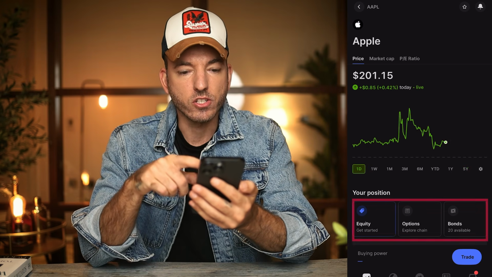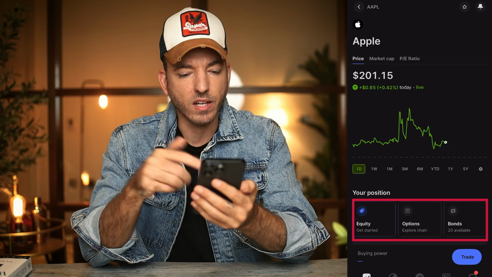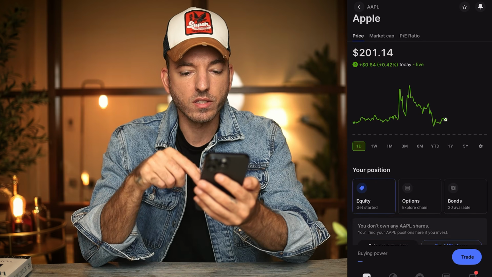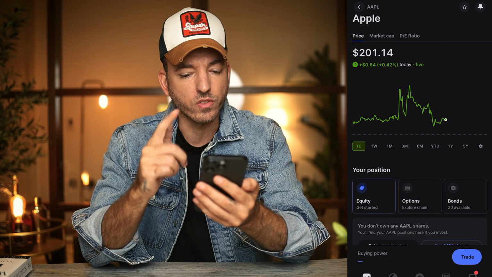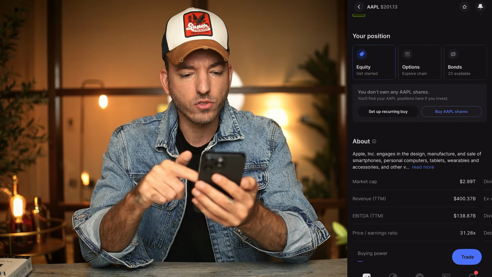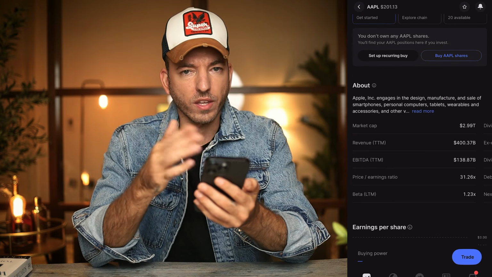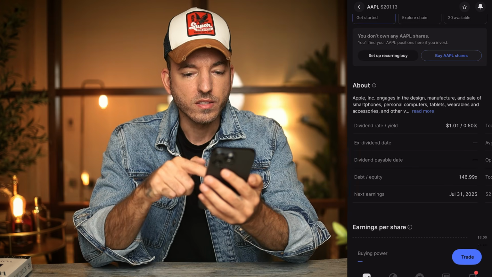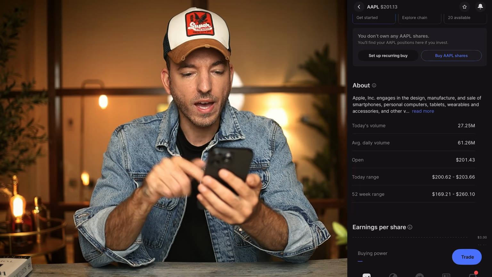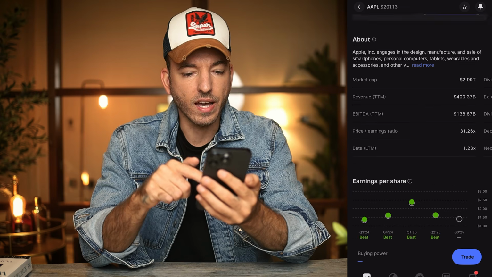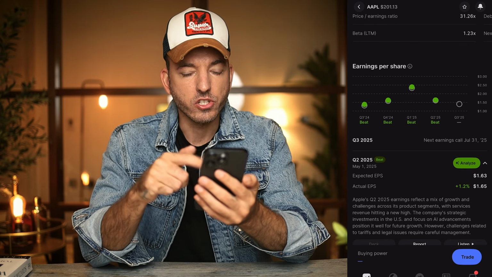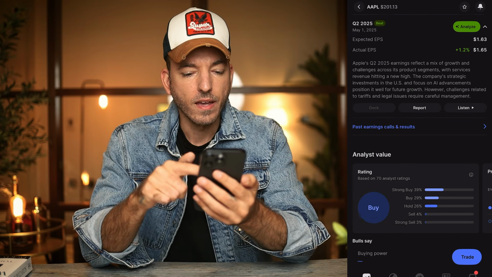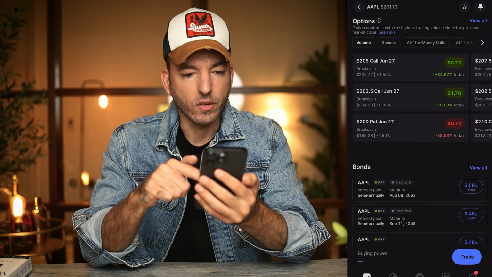All right, now your position. If you have equity, as in buying stocks on this, you'll see it over here. If you have options, you'll see it under the options tab. And they also have bonds, which is very, very interesting. If I scroll down just a little bit, it has all the info about the company, right? So market cap, revenue, all of this is included with the app. And going down, you can see their earnings per share, when they release quarterly earnings, it's going to show up over here. And down, if I keep scrolling, you have the options chain.